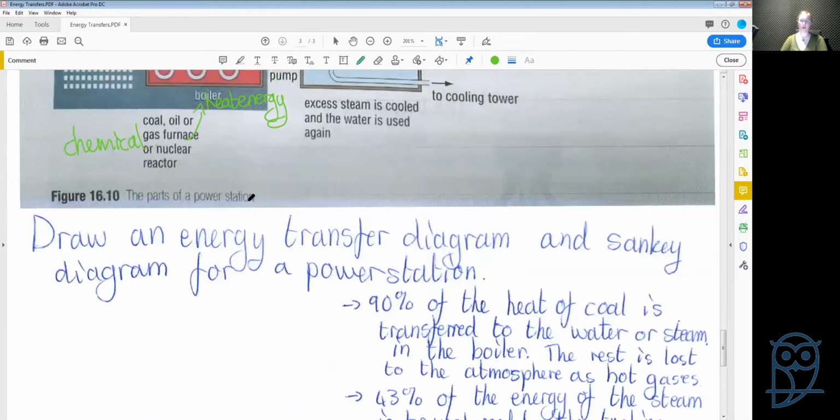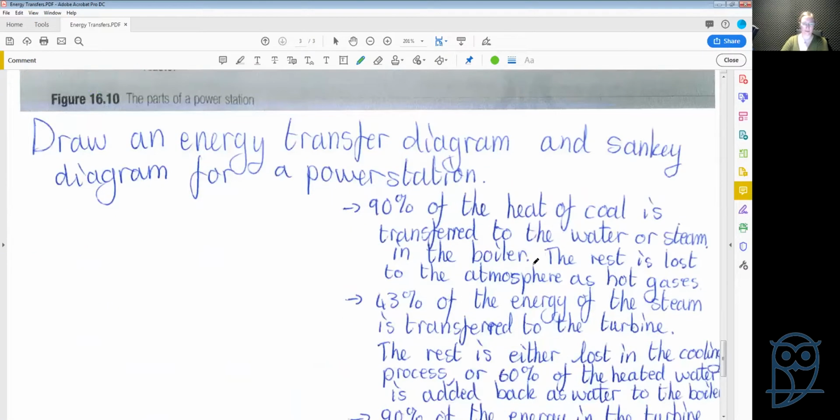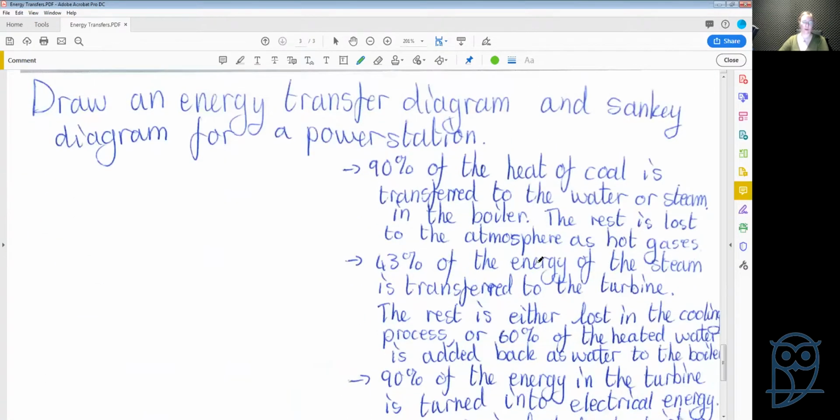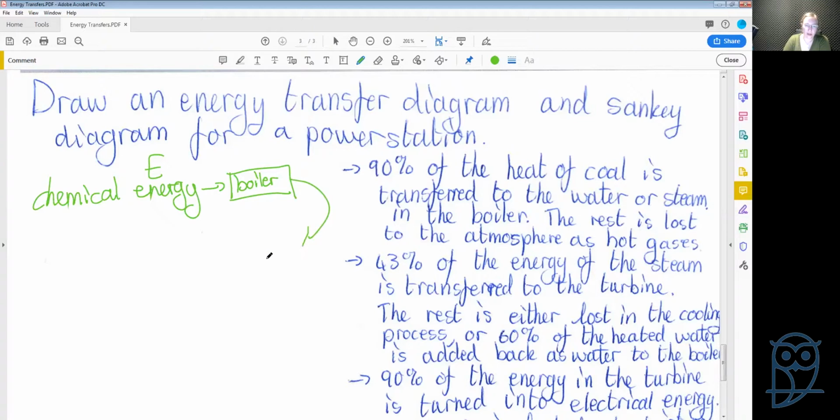So now we're going to draw an energy transfer diagram and a Sankey diagram for a power station. Bear with me. Okay, so first, energy transfer diagram. We've got chemical energy. I'm not going to write out energy each time. I'm just going to replace it with a big E to save space. So we've got chemical energy, which via the boiler gets turned into kinetic energy for the steam.